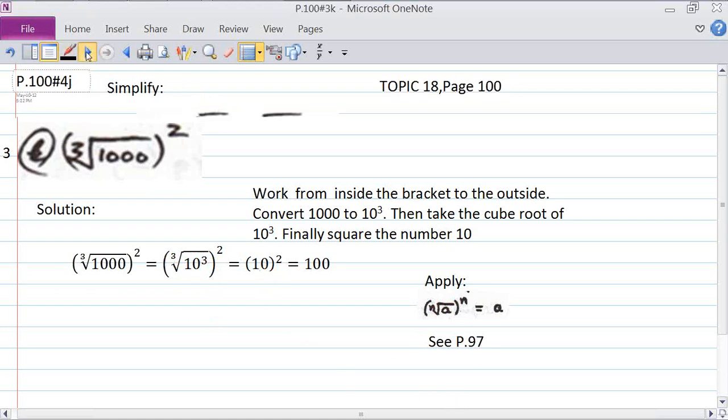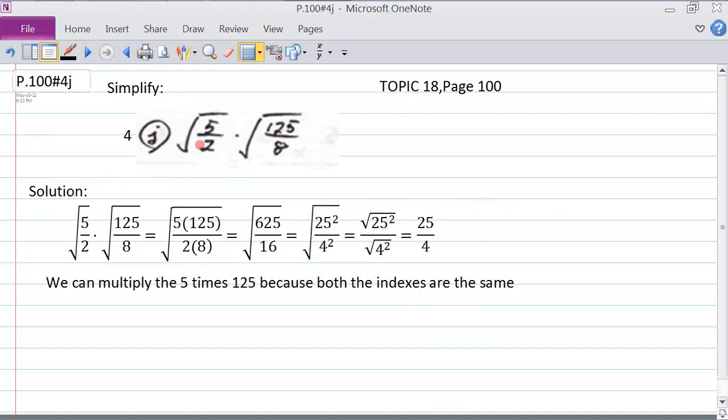Now, here we have the square root of 5 over 2 times the square root of 125 over 8. We can combine these two because the indexes are the same. There's an implied 2 here and an implied 2 here. So what I've done is multiply the 5 times the 125 in the numerators and multiply the denominators together. We get 625 over 16. Now, it helps to know that 625 is 25 squared and 16 is 4 squared.